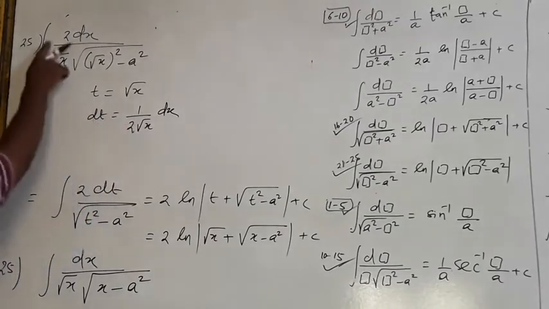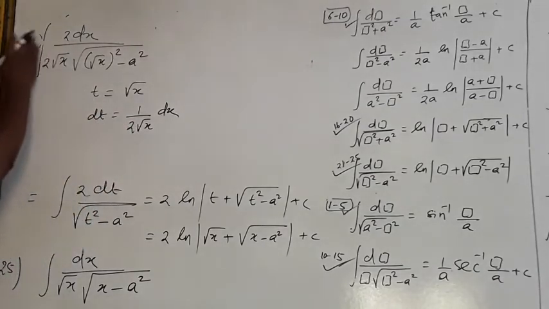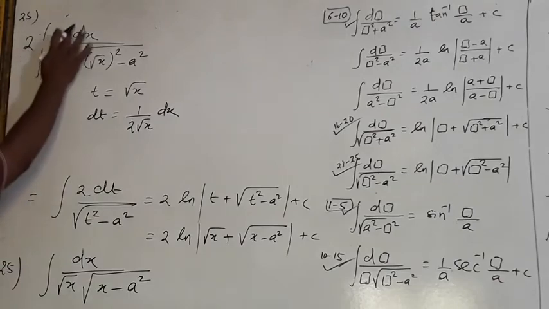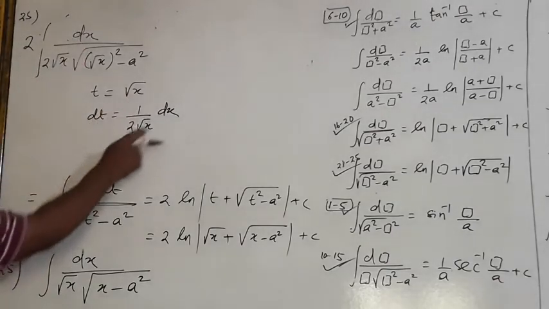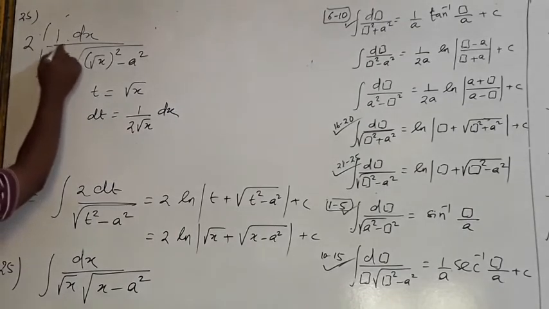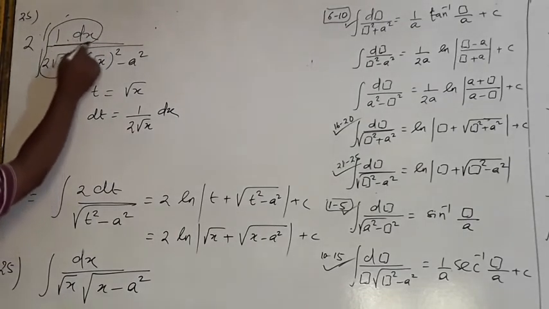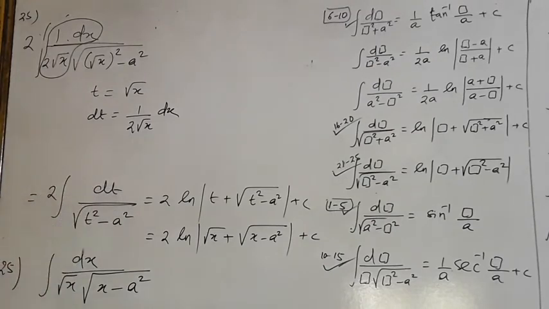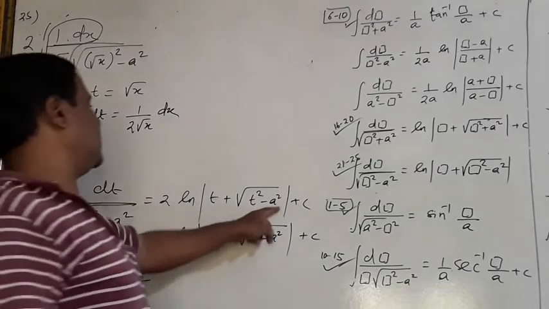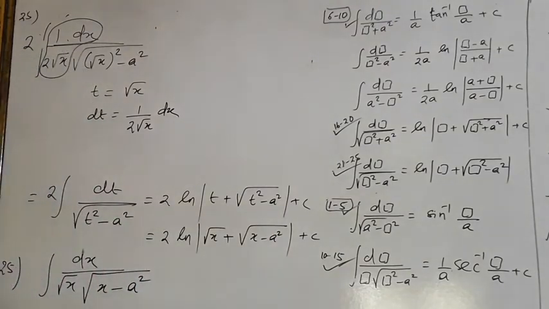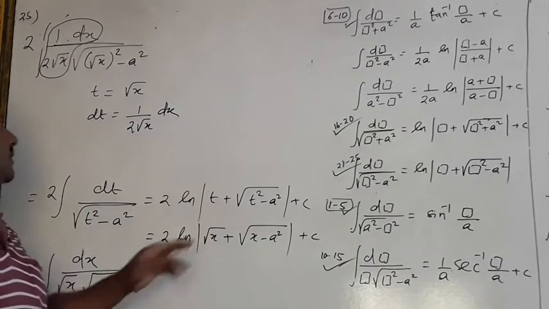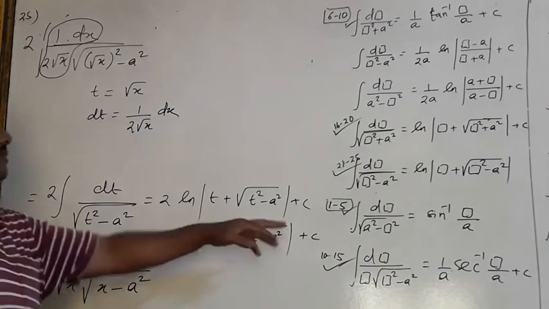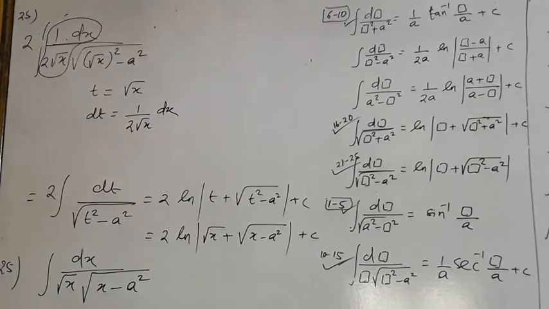You just multiply 2 here. Now 1 by 2 root x dx, in this place, what you have to put? You have to put dt. So it becomes 2 dt by t square minus a square. And the formula gives 2 ln t plus t square minus a square root over. It is 2 ln. In place of t, you have to put root x plus x minus a the whole square minus a square root over.